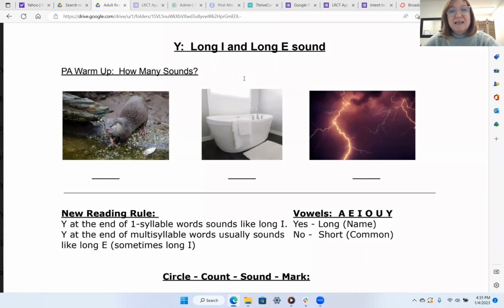Okay, starting easy. How many sounds in tub? Please put it in the chat so I can see how we're doing. Excellent. Tub. T-u-b. 3 sounds. T-u-b. 3 sounds in tub. Now, how many sounds in bathtub?